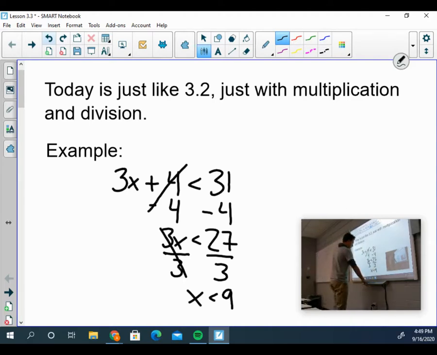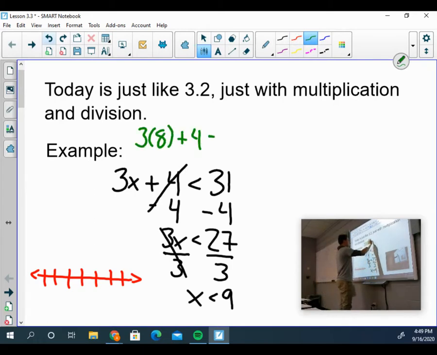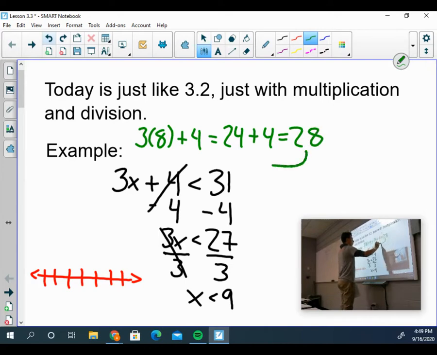What I'm going to do is 2 things. Number 1, I'm going to make a number line. But before I ever make that number line, I am checking my work. How am I checking my work? I'm testing a number less than 9 to see if it makes this inequality true. What's a number less than 9? 8. So I plug it in. 3 times 8 plus 4 turns out to be 24 plus 4, which is 28. Is 28 less than 31? Yes, it is. Go ahead and create my number line here.